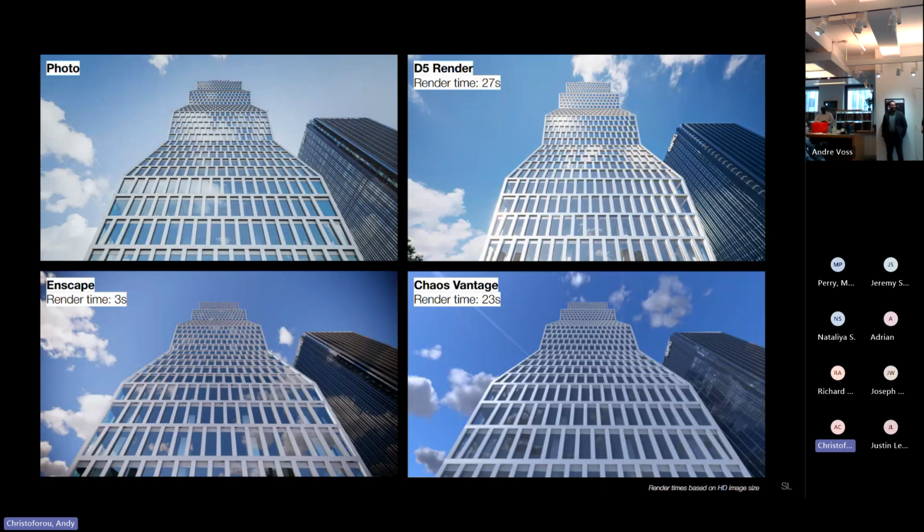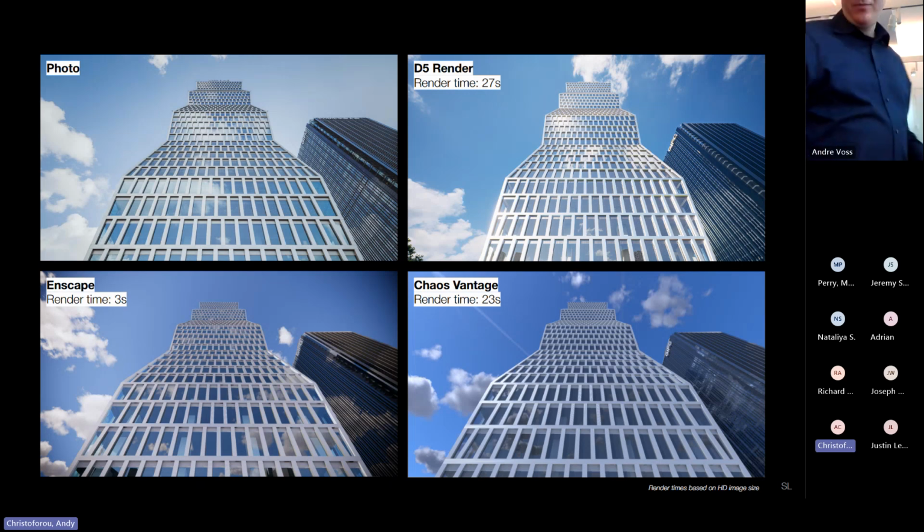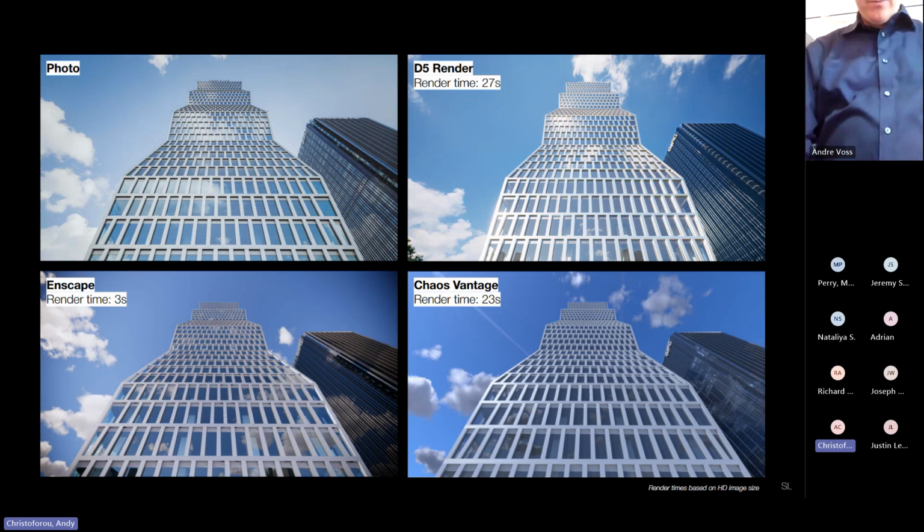But after doing a study of these different rendering softwares, we found that D5 really came out with the most compelling glass reflections. And even the building on the right, that was also rendered in D5 and not photoshopped in. If we just look down here at the Enscape Vantage side by side, we can see that D5 render really makes the image pop a lot more, and that's one of the reasons why we like it so much.